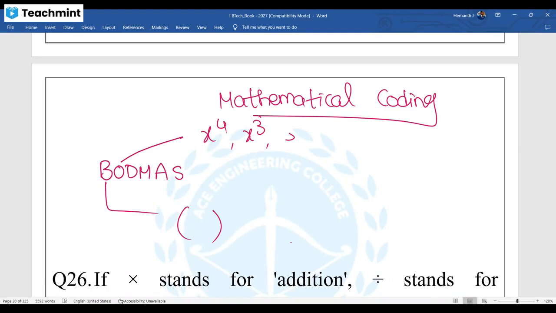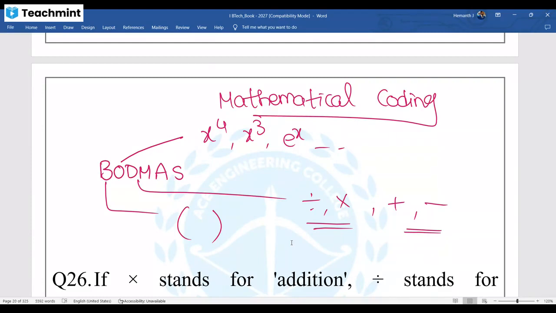It may be x power something or e power something. Powers should be the priority. Then division and multiplication, which actually have the same priority. Then addition and subtraction, same priority. Whenever you have multiple operations to perform, by default you need to apply BODMAS there. No need to mention that. When there is multiplication, you need to follow the rule by default.